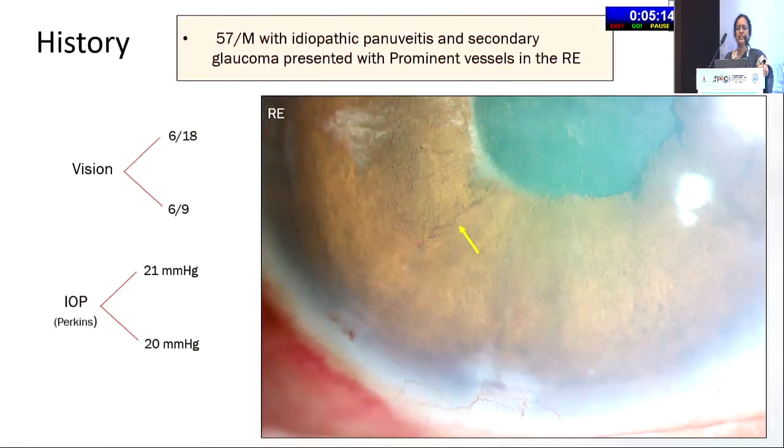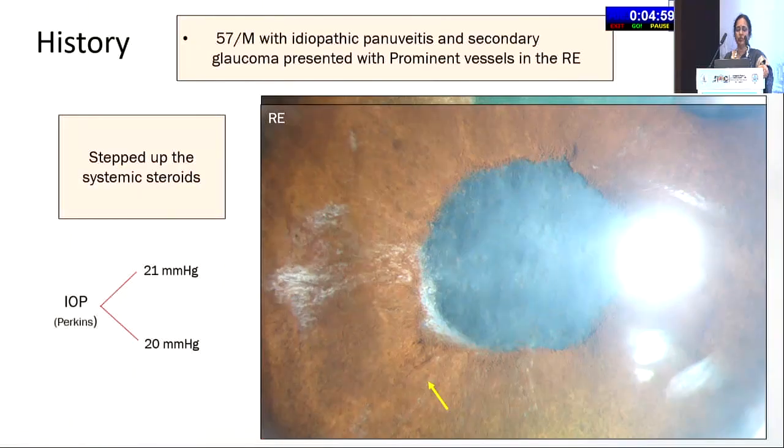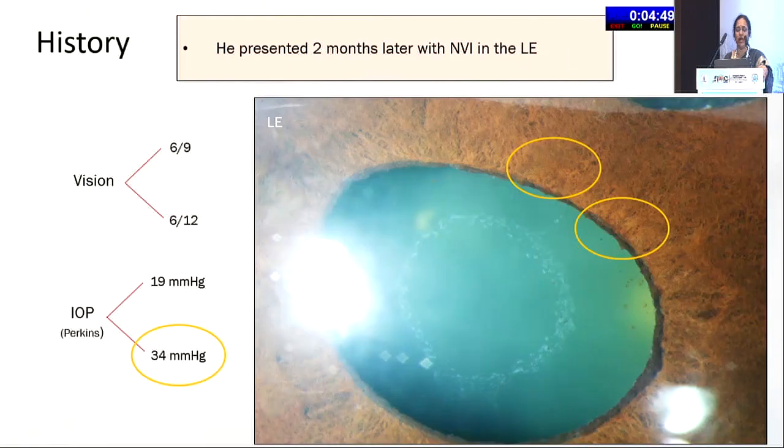The next case is a 57-year-old male, a diagnosed case of idiopathic panuveitis with secondary glaucoma, who presented with prominent vessels in the right eye, where we could see the inflamed iris vessels in the anterior segment. We stepped up the topical and systemic steroids, following which we could see resolution of the inflammatory vessels in the anterior segment of the eye.